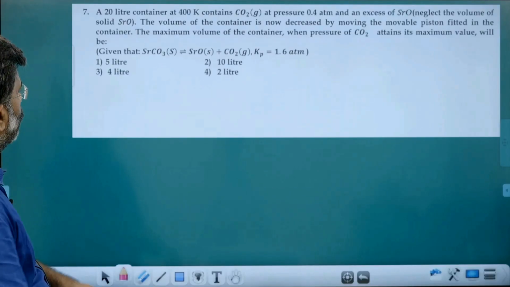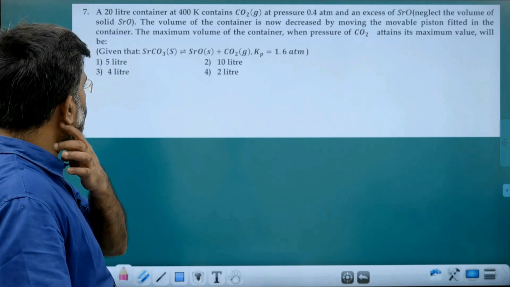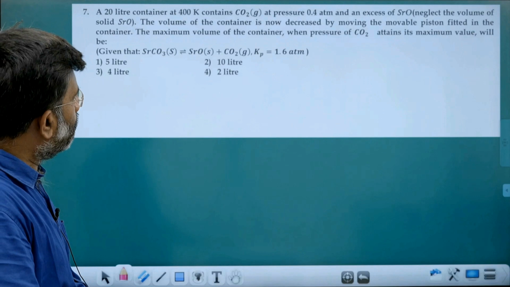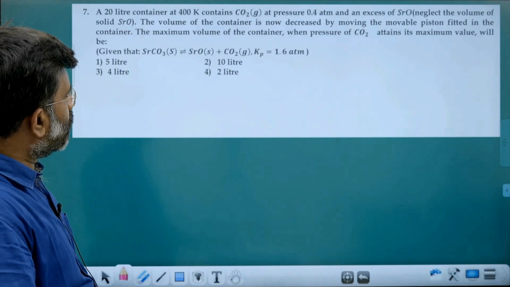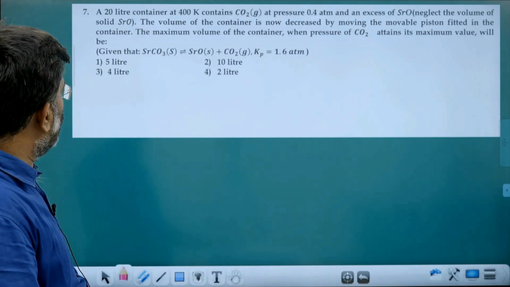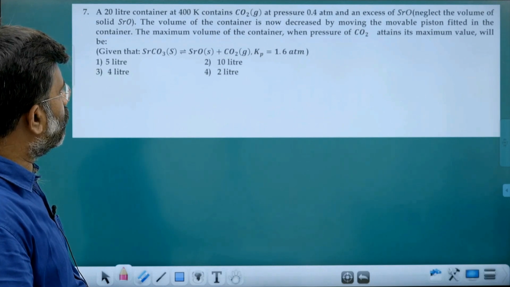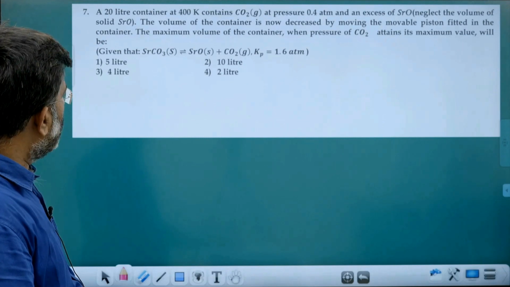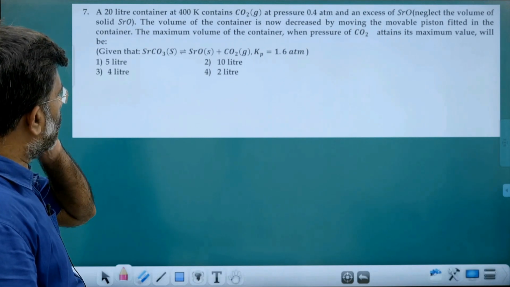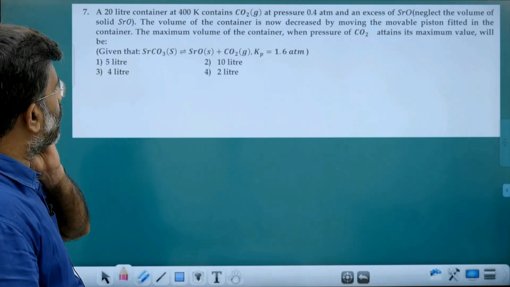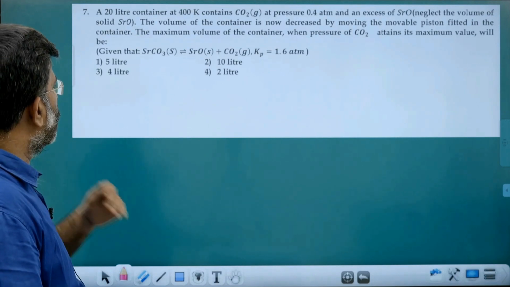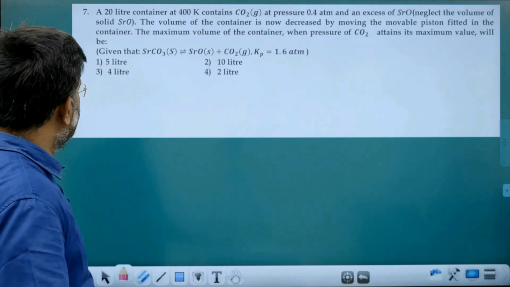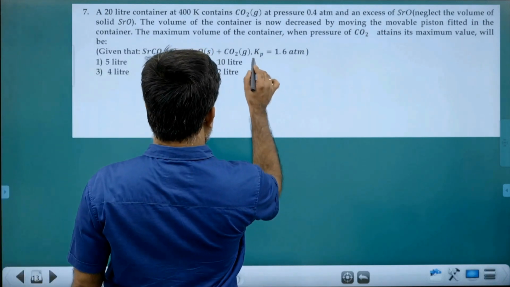A 20-liter container at 400 Kelvin contains CO2 at a pressure of 0.4 atm and an excess of strontium oxide; neglect the volume of the solids. The volume of the container is now decreased by moving the movable piston fitted in the container. What is the maximum volume of the container when the pressure of CO2 attains its maximum value? The maximum value is attained at equilibrium.